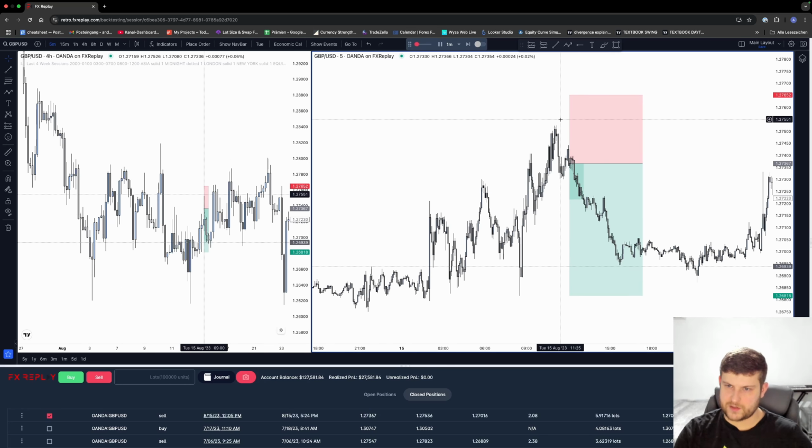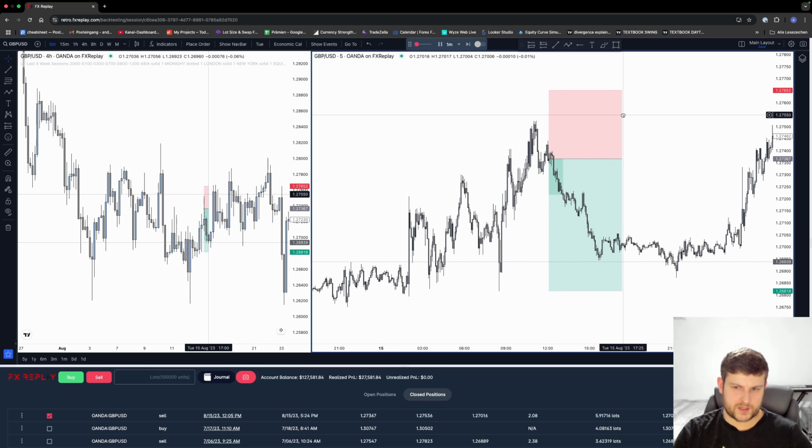15th of August. My stop loss was here and not here. This is wrongly displayed. So let's see.